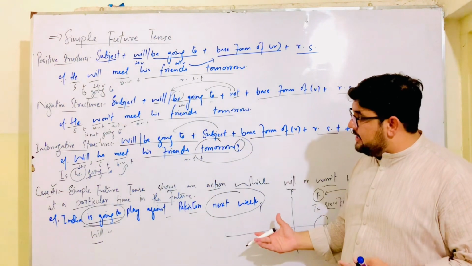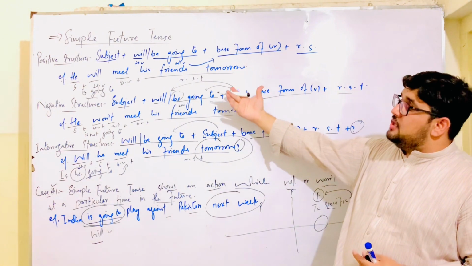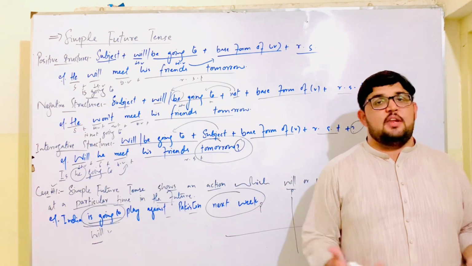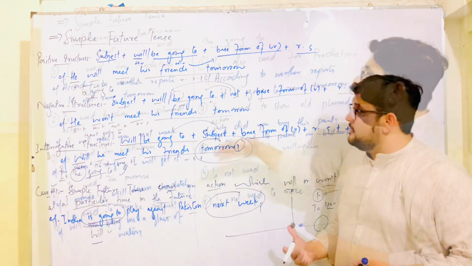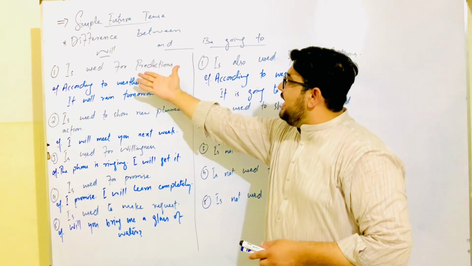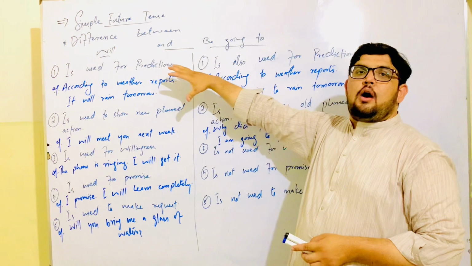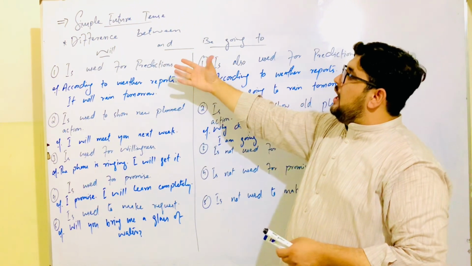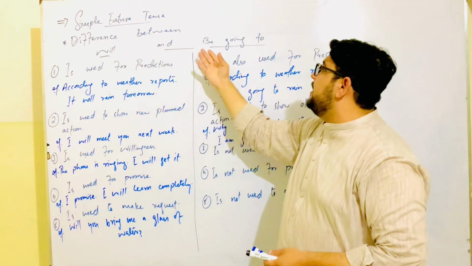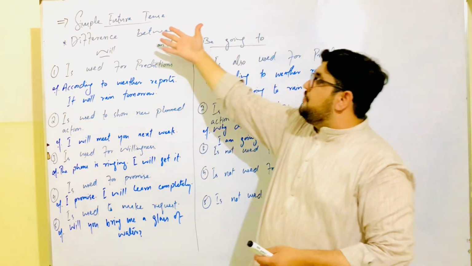So this is all about the definition of simple future tense and its positive, negative, and interrogative structures through which we can make positive, negative, and interrogative sentences. Now, the next thing is the difference between will and be going to in simple future tense, or the difference between two auxiliary verbs, a modal auxiliary verb and a semi-modal auxiliary verb, that are used in simple future tense.